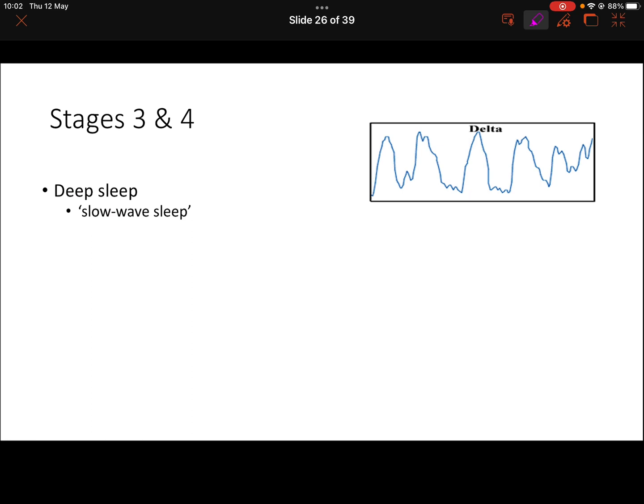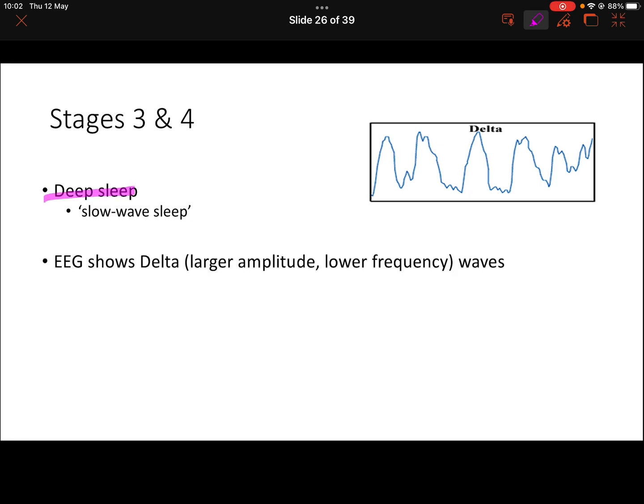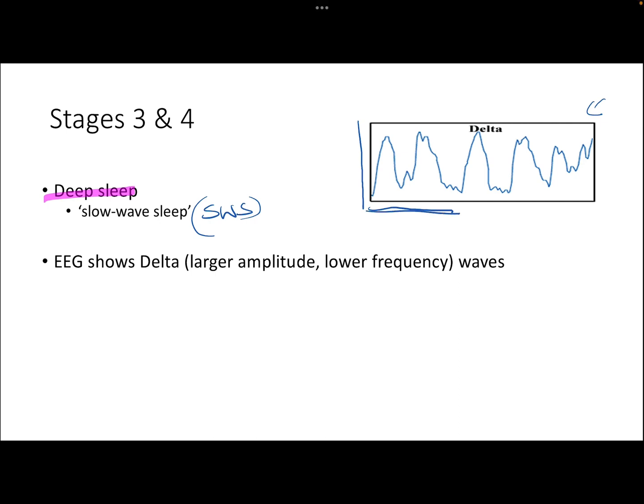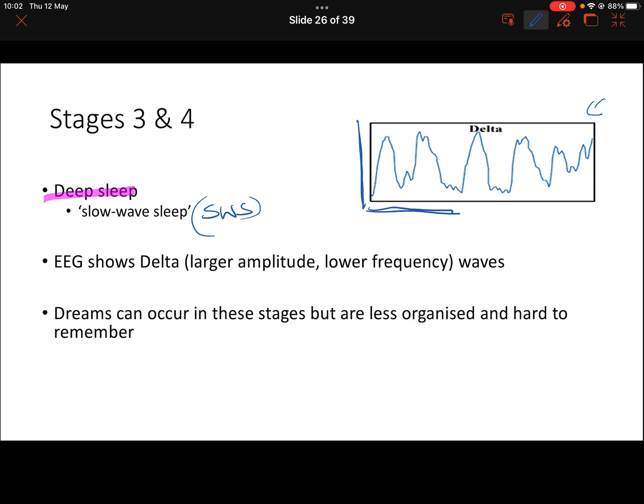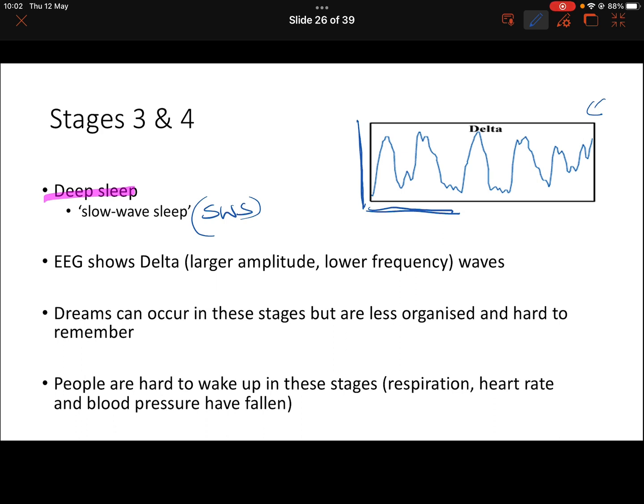Then we enter stages 3 and 4. This is now deep sleep, referred to as slow wave sleep. Here we start seeing on the EEG recording larger amplitude and lower frequency. So they're much slower and much higher waves. This tells us that somebody is now entering that deep restorative sleep. Dreams can occur, but they're less common in this stage. And this is really deep sleep. Somebody is very hard to wake up in these stages. If they do wake up, they're going to be feeling really groggy at this point.